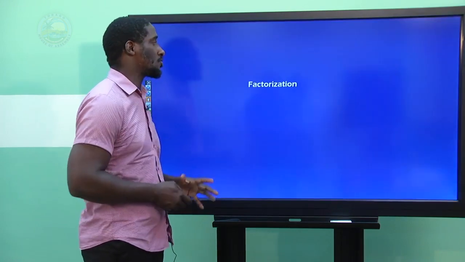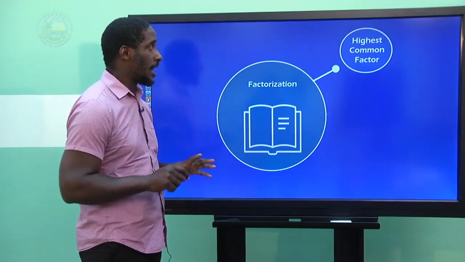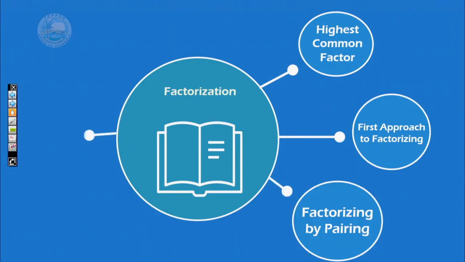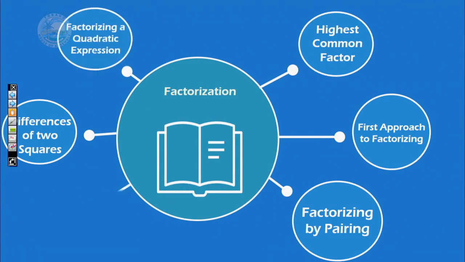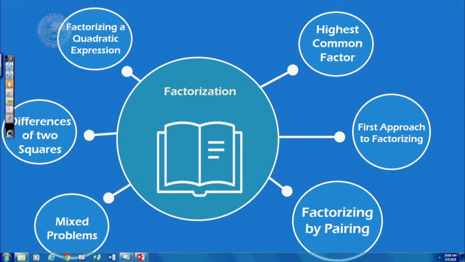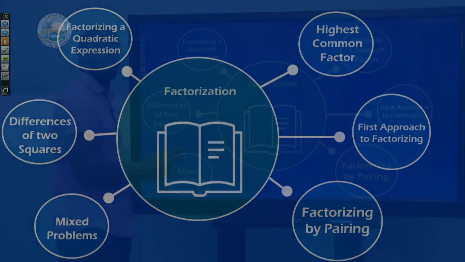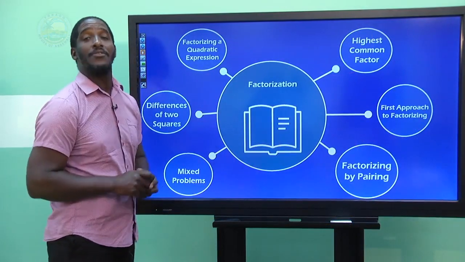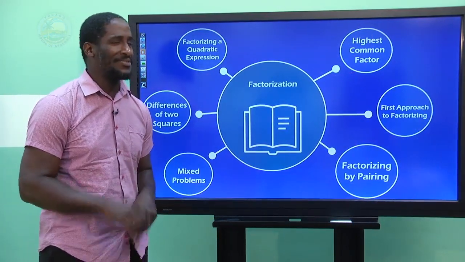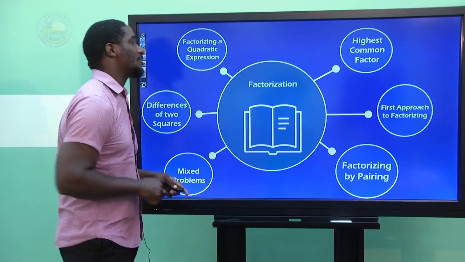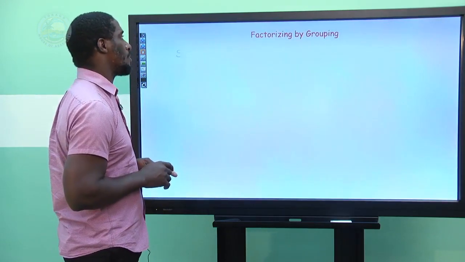Now, under factorization, what we had done thus far is that we looked at determining the highest common factor. Then we did a first approach to factorization, and then we did factorizing by pairing or grouping. Today we want to look at using differences of two squares to factorize, and also factorizing a quadratic. And we want to end off our exploration today by looking at some mixed problems involving all of these methods of factorization. So this video promises to be very exciting. So let's go. Factorization, let's just recap where we were.